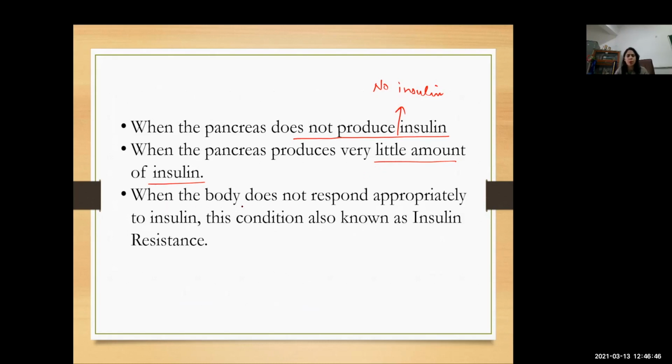The third situation is when the body does not respond appropriately to insulin. That is, our body has enough insulin, but due to certain unknown reasons, our glucose level does not come down to the normal level. This condition is known as insulin resistance. All these are reasons for an increased blood sugar level, which in the long term can be said to mean that the person has diabetes.